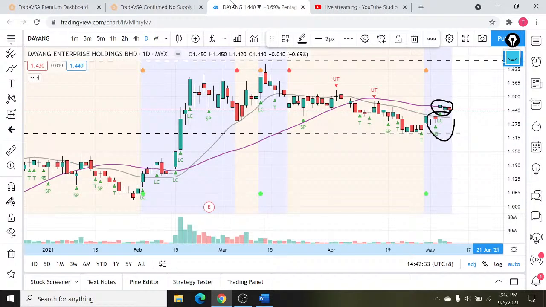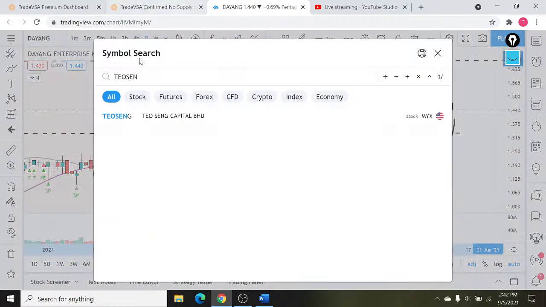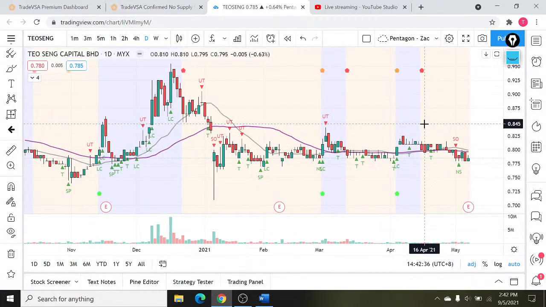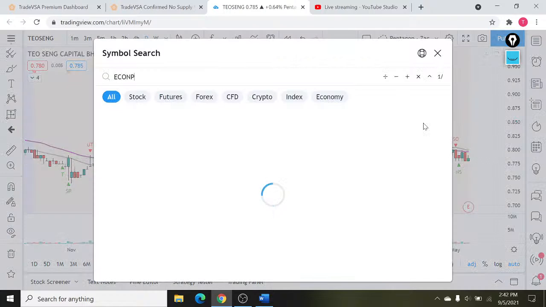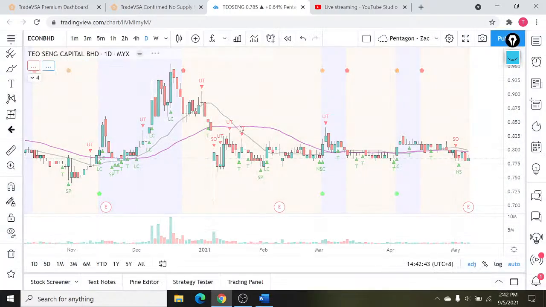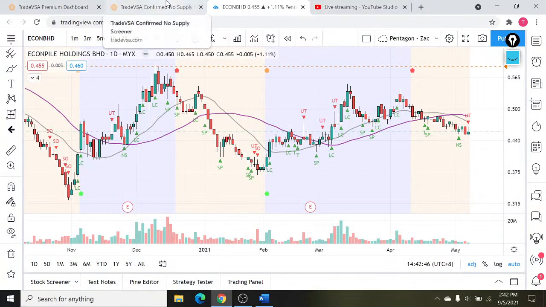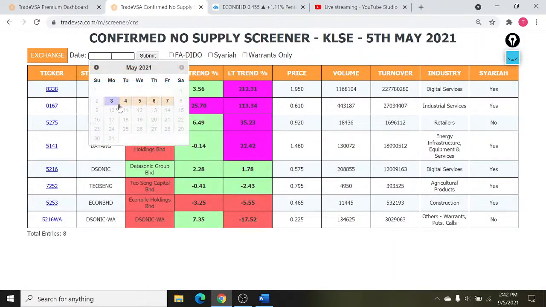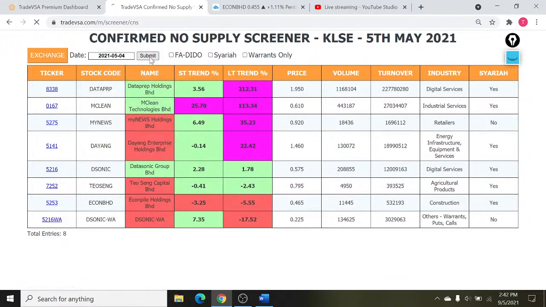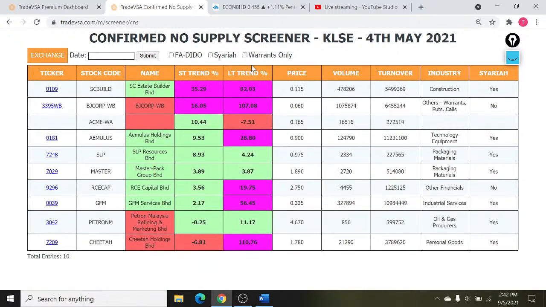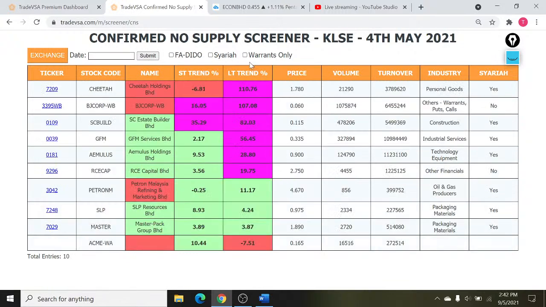Teosing, E-compound. Teosing, nothing much. E-compound too, weak NS on the red pentagons. So I want to look for NS with green pentagons. Prefer green pentagons, and most important, above 2040s. Below 2040s we skip.